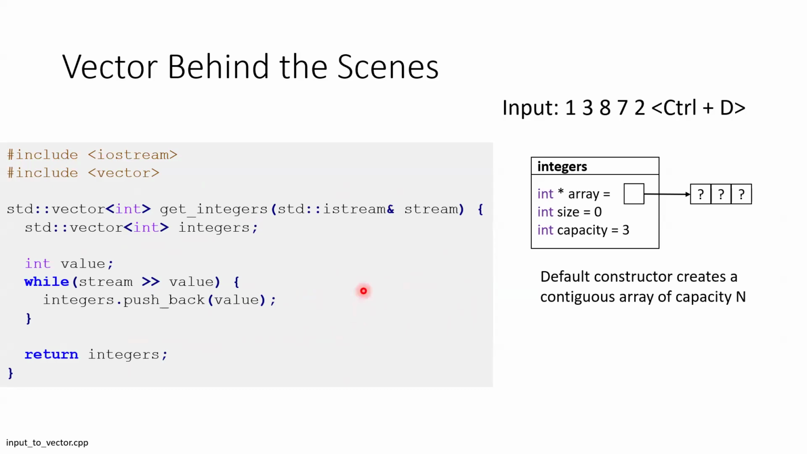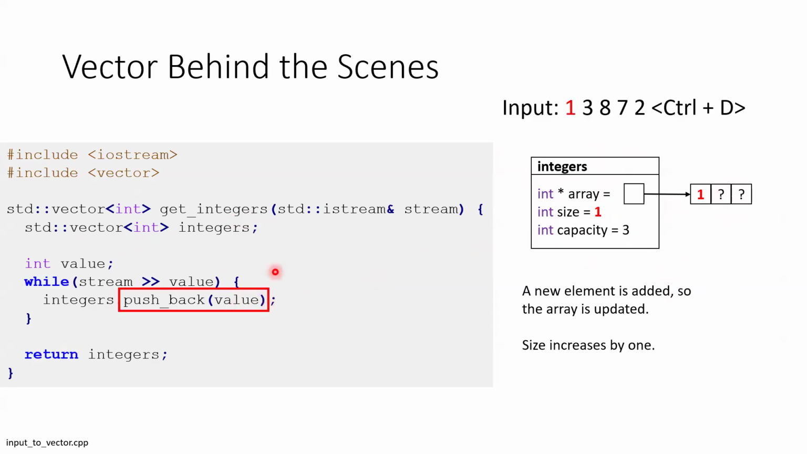How are vectors implemented behind the scenes? Say we have the default constructor of vector<int> creating a vector of initial capacity of 3. We're assuming the capacity is 3 in this case. So initially it has a size of 0 and no elements in the array. And we have the array inside the integers object of size 3.